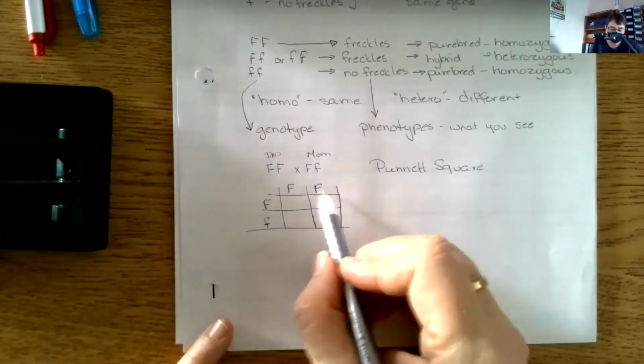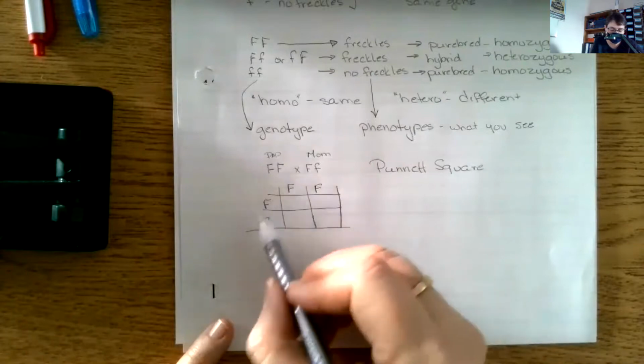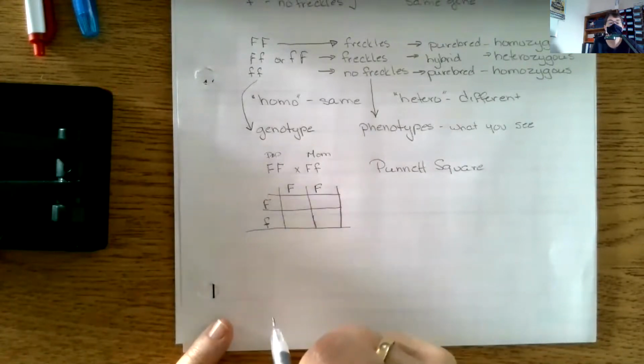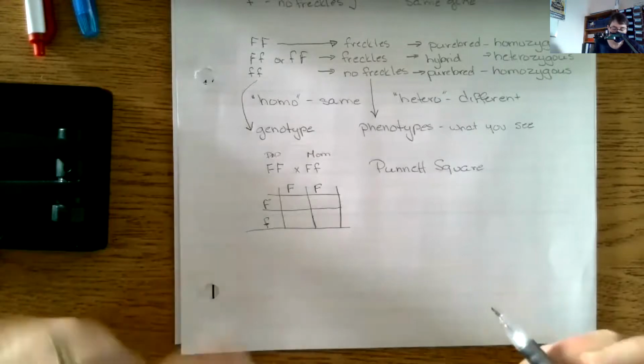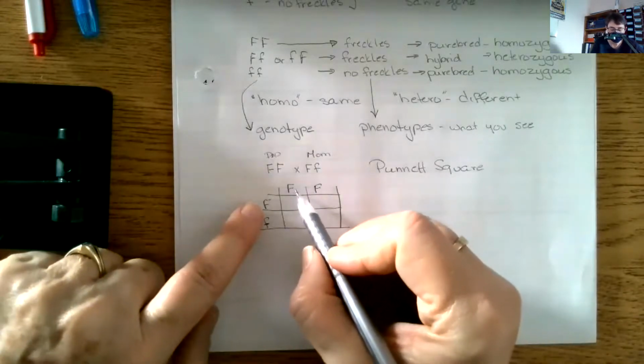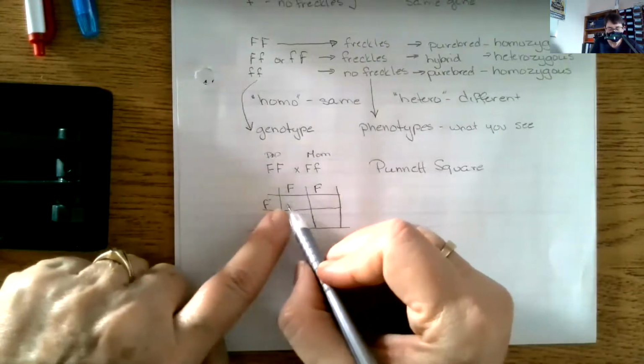So the ones along the outside, these are the sperm and the eggs. And for me, I don't care. You could put the mom on top and the dad on the side. There might be some university or something where they care which one you put where, but for me, it doesn't matter. And now we're just going to put them together. So it's kind of like a multiplication table.